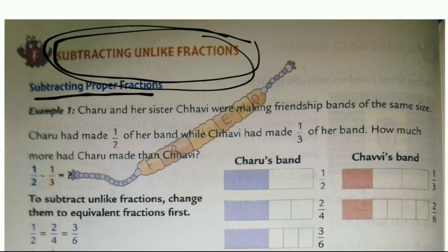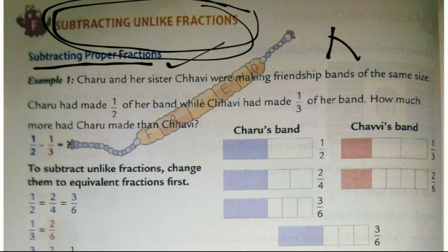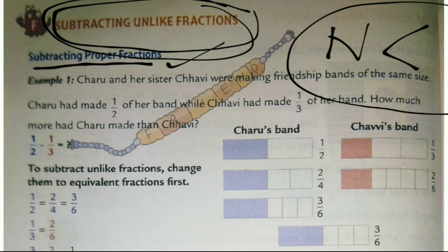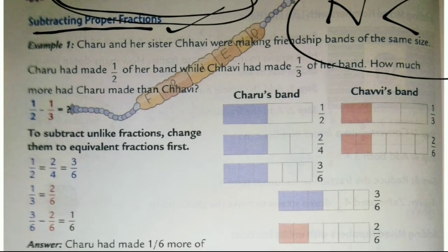See, the first one is subtracting proper fraction. Proper fraction means the numerator is less than the denominator. It means the denominator is more. See the example here, 1 by 2 and 1 by 3. They both are proper fractions.